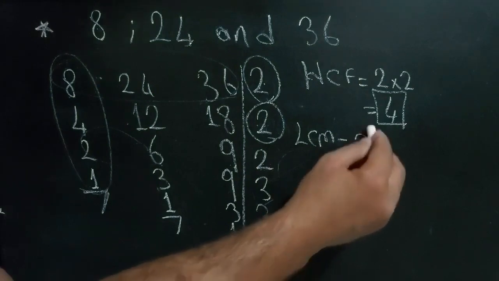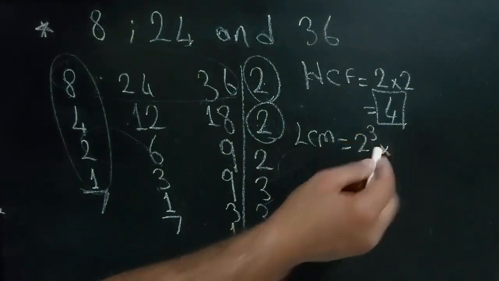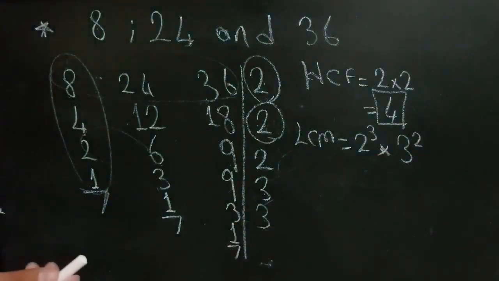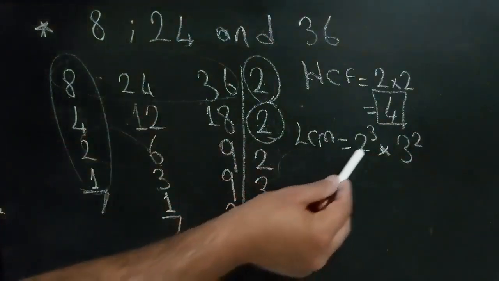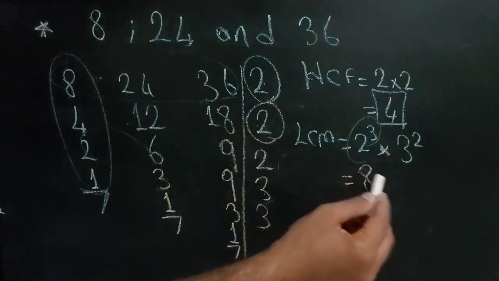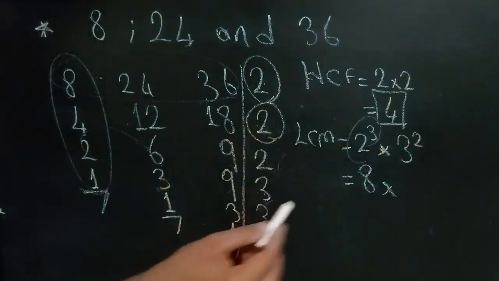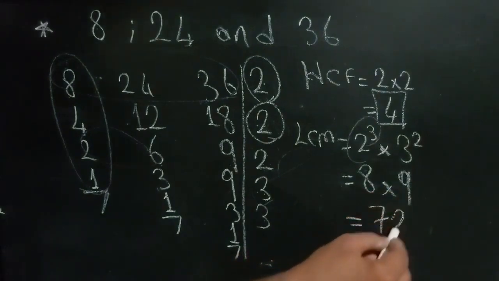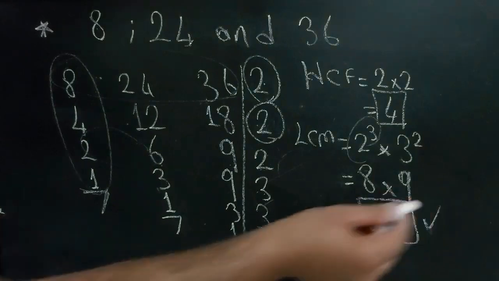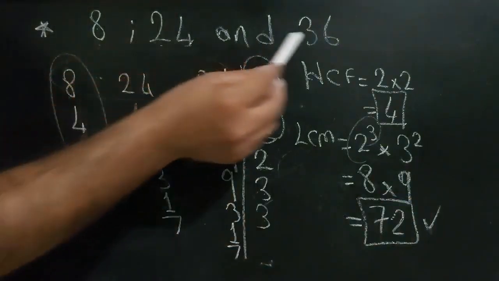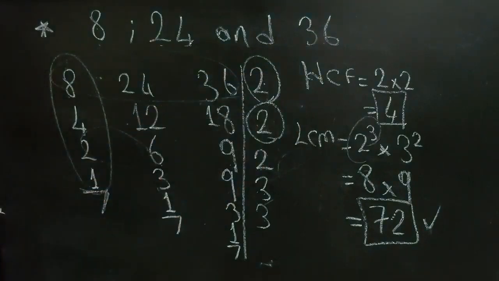That will be 2 power 3 times 3 power 2. Alright, 2 power 3, 2 times 2 times 2, 8. Times 3 power 2, 3 times 3, 9. And that will give me 72. 72 is going to be LCM of 8, 24 and 36.